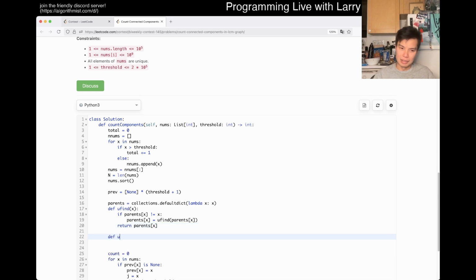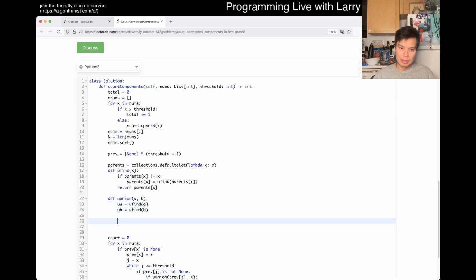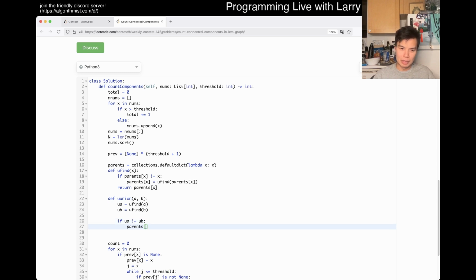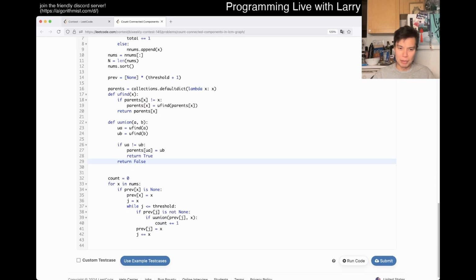And then we want to return something of this one. UA is equal to find of A, UB is equal to find of B. If UA is not equal to UB, then parents of UA is equal to UB, and then return true. Yeah, it doesn't make sense to return false otherwise. So okay, this is the number of merges.